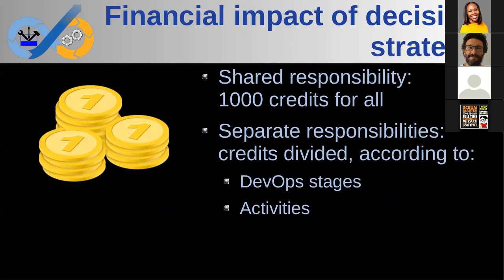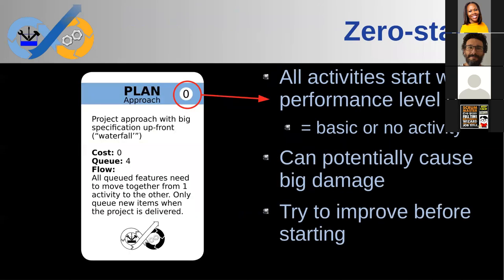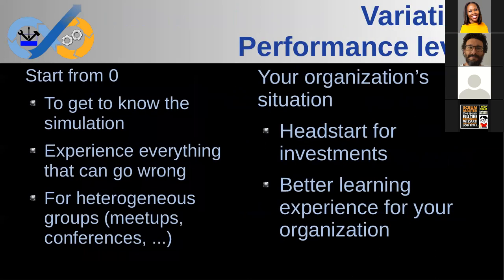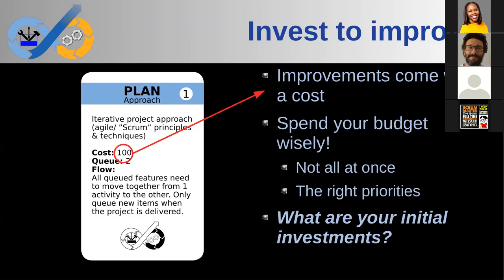So in this case, we have the shared responsibility where we use 1,000 credits to start with. And it's a group thing to decide where you want to improve. Improving means you have the zero state. You see at the next level of the cards where you can improve, what the cost is, and where you think is the most beneficial to start improving your way of working. I explained this. We're starting from level zero, and then this is your improvement cost.